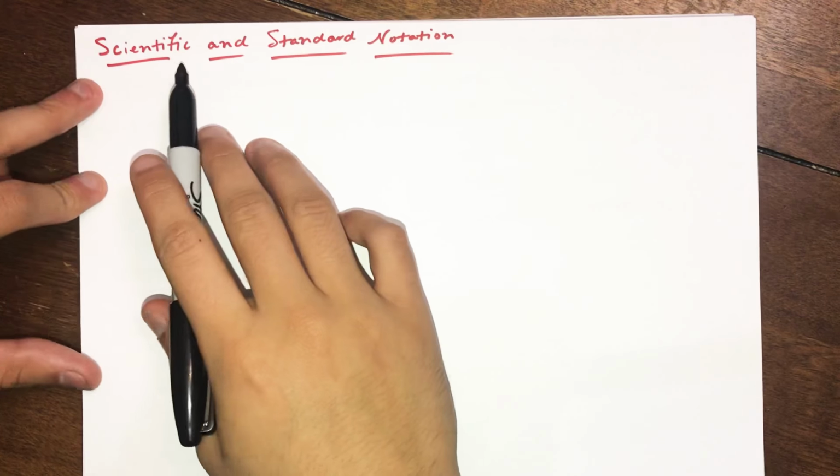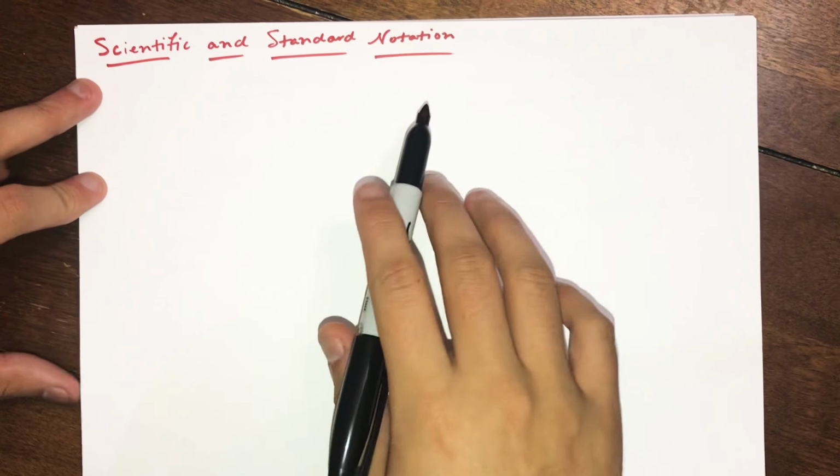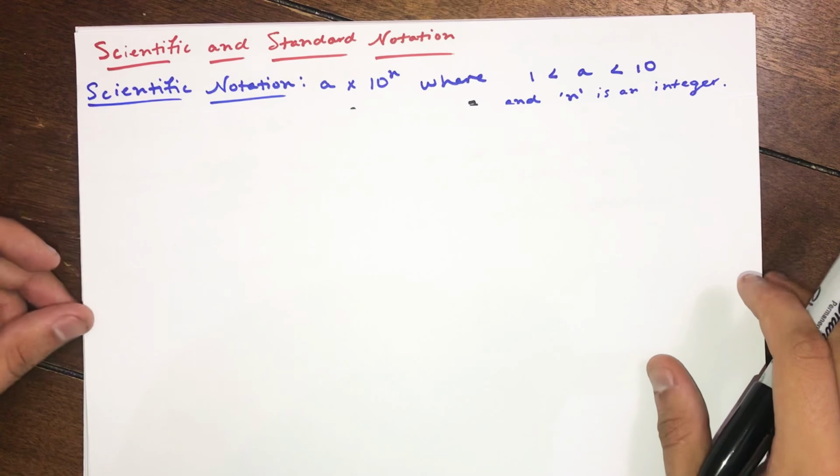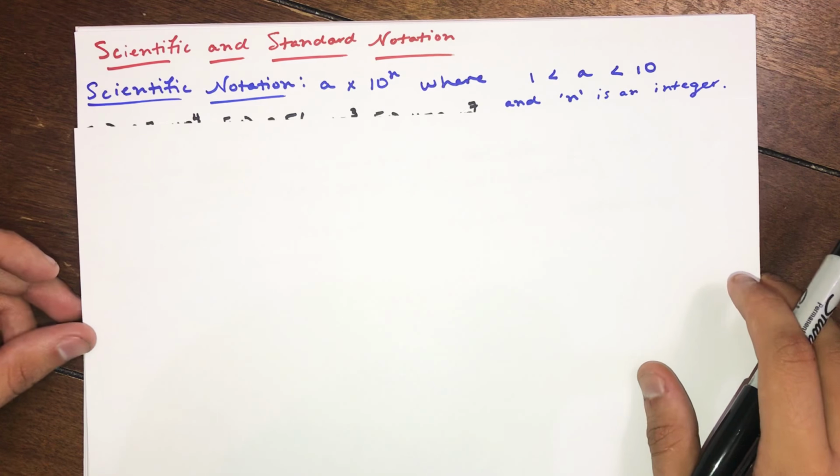Alright, so this is going to be the next video and the last video for the topics for the Unit 1A assessment. And the last topic we had left was scientific and standard notation. Okay, so first things first, let's recall what scientific notation is.